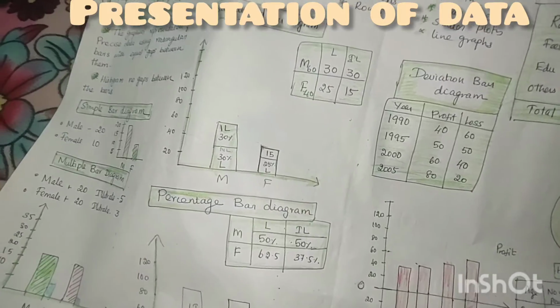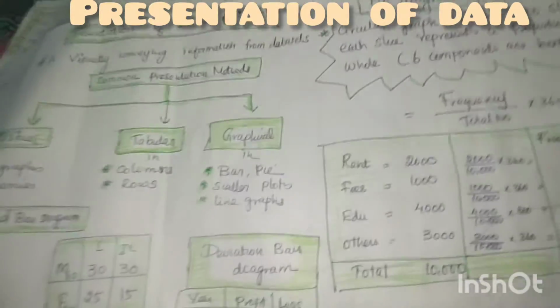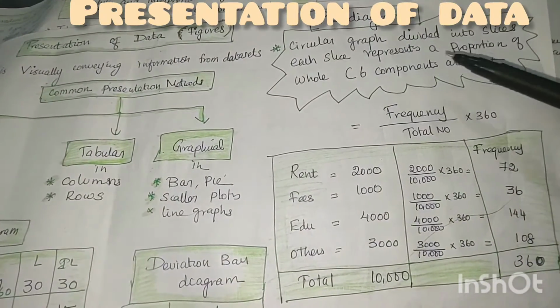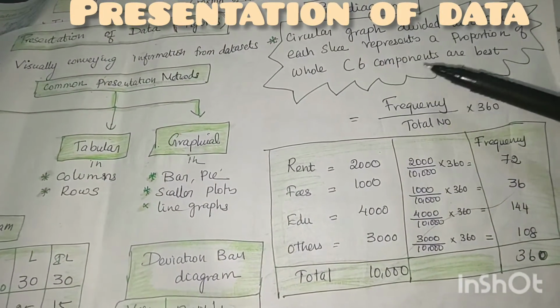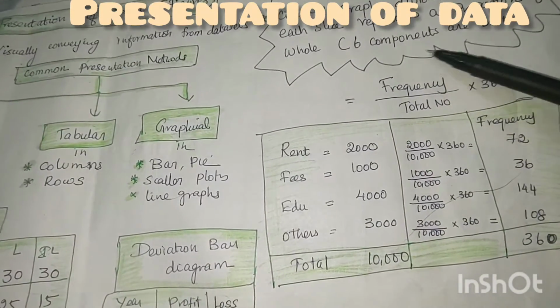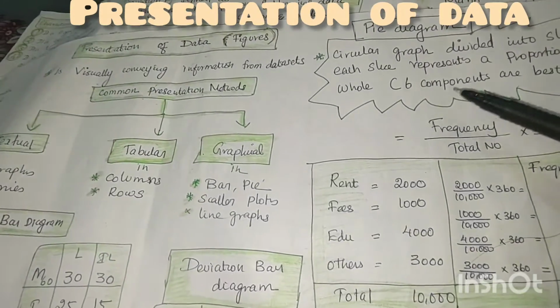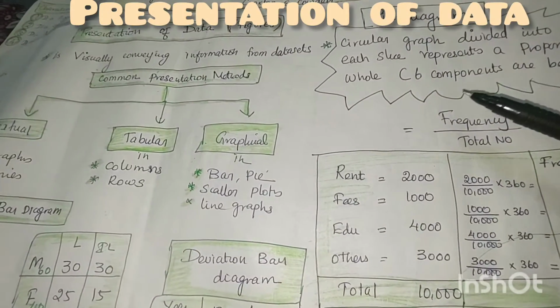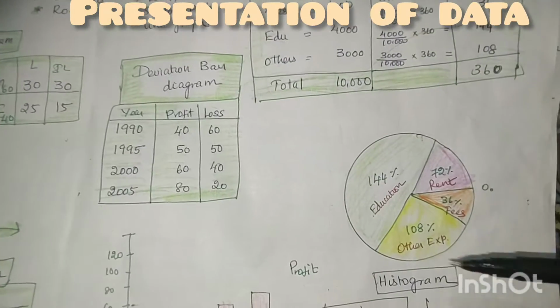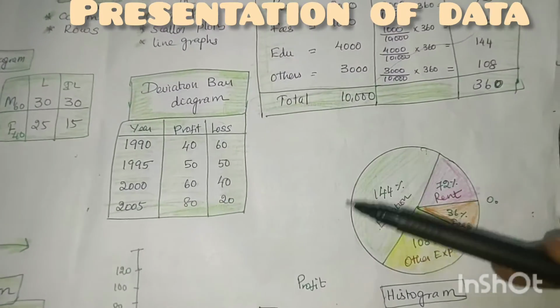Hope you understand. Next we will see what is called the pie diagram. What is called the pie? The pie is a circular graph divided into slices. Each slice represents the proportion of the population of the whole. If 6 components are there, the pie diagram is attractive. If many, 10 components are there, it is very difficult to understand. So maximum you can use 6 components. This is the pie diagram.